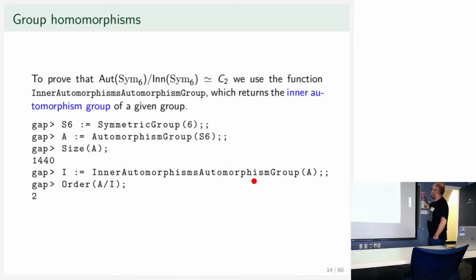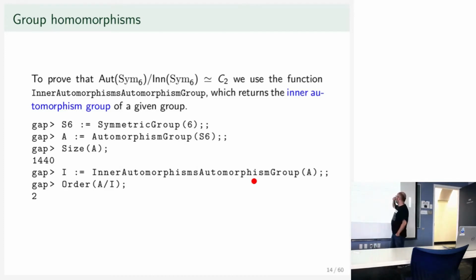So this is another well-known fact, right? If you compute the automorphism group of S6 and you divide it by this normal subgroup, the inner automorphism group of S6, then you get a group of size 2. How can you do this? Well, you can define the automorphism group of a group with this function, automorphism group. And you can also compute the group of inner automorphisms with this function.